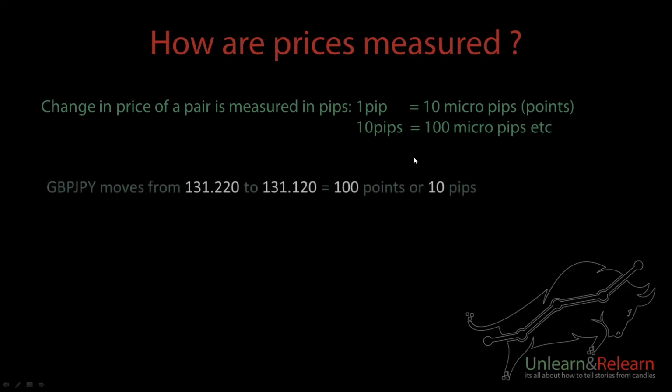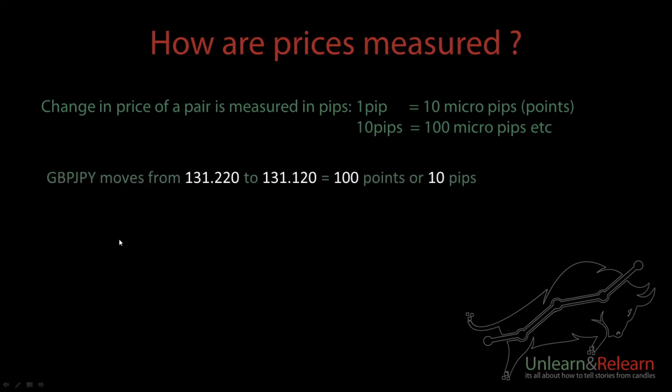When we're talking about, let's say, GBPJPY, for example GBPJPY moves from 131.220 to 131.120. That's a difference of 100 points, which also means a difference of 10 pips. So if you had a buy order at 131.220 and price moved 10 pips below, you're now at negative 10 pips. But if you had a sell order at 131.220 and price moved to 131.120, now you're at positive 10 pips.